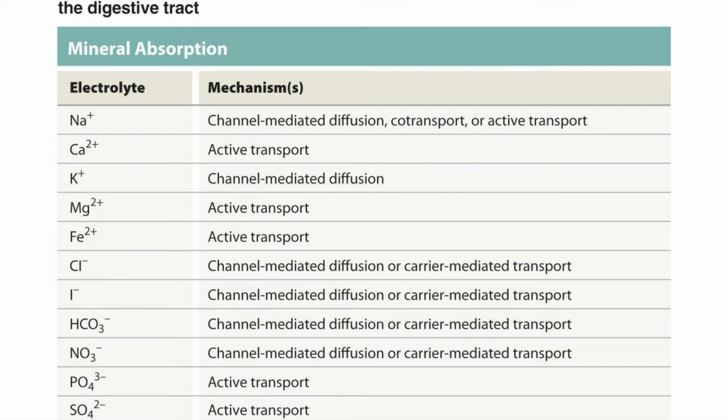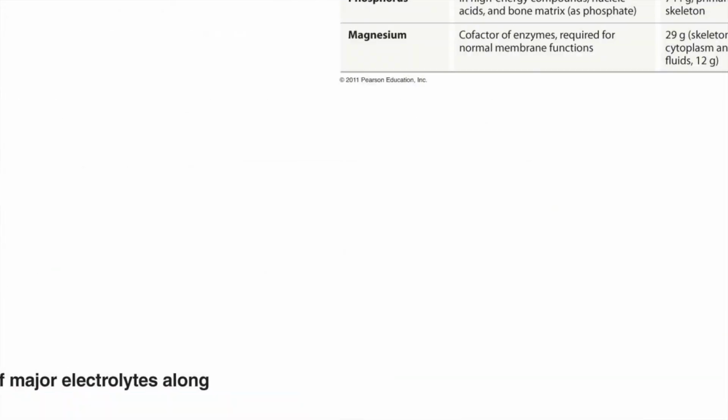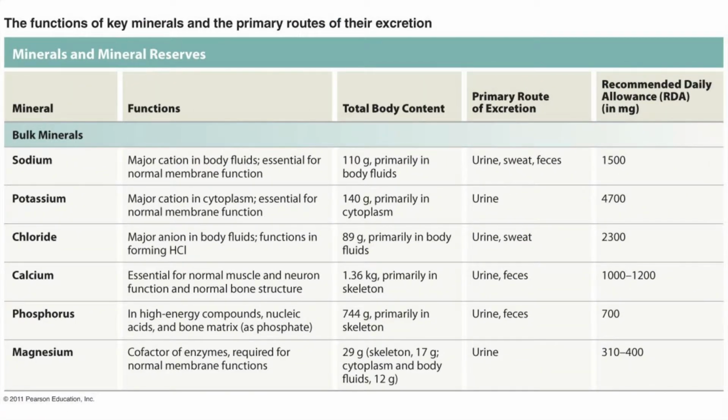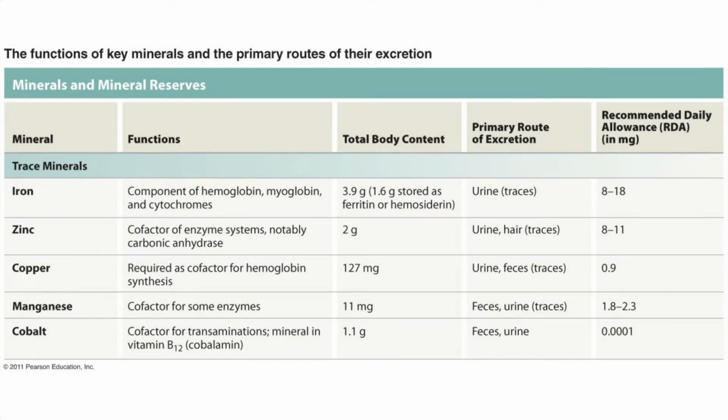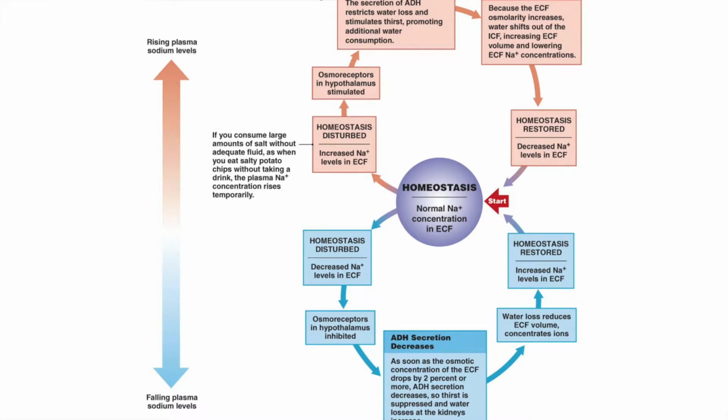As you can see from this chart, the main extracellular cation is sodium. Water follows sodium by osmosis, so sodium and water balance are directly related. This just shows some more minerals that we have in our body.